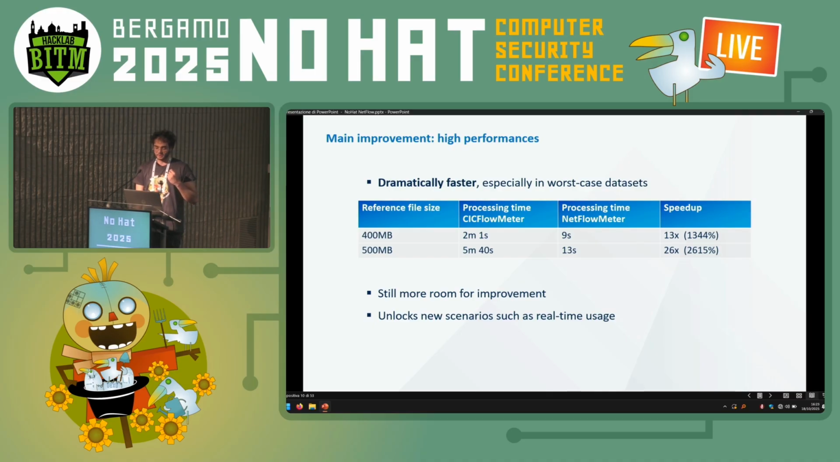This is a nice improvement. However, it was not our goal. In fact, we achieved this result simply by using better data structures and linear complexity algorithms. If need be, there is still room for improvements, for example, by switching to multi-threaded processing.